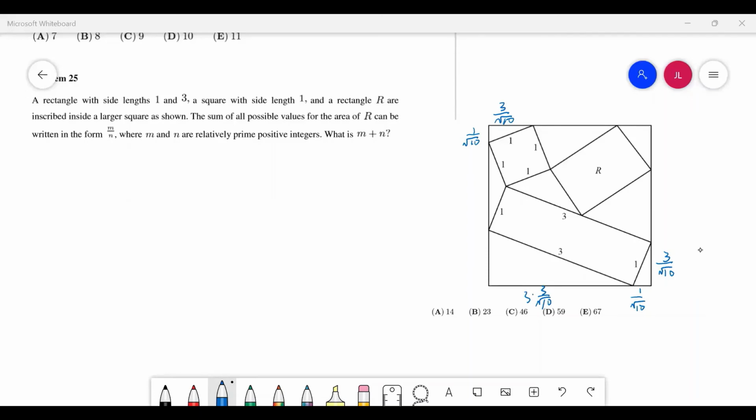Okay, so we find this blue right triangle has this short leg 1 over square root 10, and this long leg is 3 over square root 10, right? And also we can find this long side actually is 3B, 3 times 3 over square root 10, which equals 9 over square root 10. Or simply the large square is going to have the length 10 over square root 10. All right, so now I'm gonna draw a box around the rectangle R.